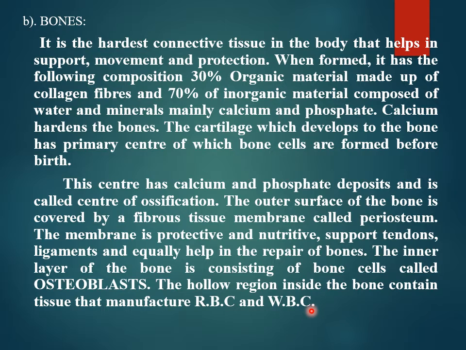So this is giving more about the bone. The outer surface contains material that helps to support the bone, provide nutrients to the bone, and support tendons and ligaments. Take note, we mentioned that tendons attach bones to muscles and ligaments attach bones to bones. And that there's a hollow region in the bone that produces the red blood cells and the white blood cells. Take note, we always say the red blood cells and white blood cells are found in the red bone marrow.